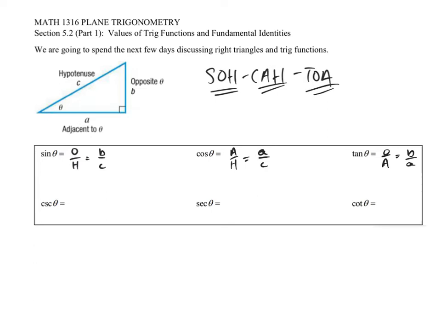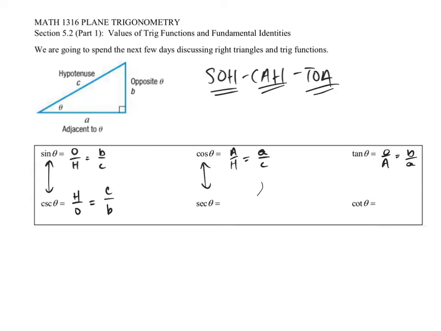Now, if you know those three trig functions, then the other three are really easy because they are just the reciprocal functions, which means that we're just going to flip our fractions. So sine theta and cosecant theta, that's what the CSC stands for, is cosecant theta. That's going to be the reciprocal of sine theta. So instead of being O over H, it's going to be H divided by O, the hypotenuse over the opposite. And in our triangle, that's going to be C divided by B.